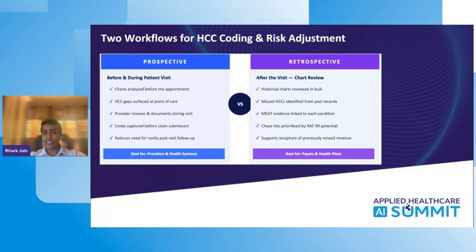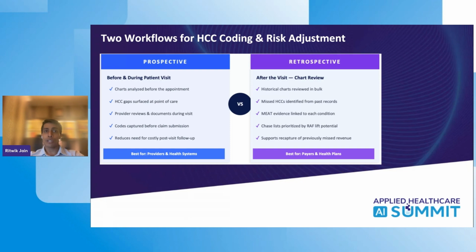And with everything that has been going on this year and the last year, CMS has explicitly announced that they're going to be auditing pretty much every health plan that's out there. So the challenge isn't just finding the missing conditions, it's finding them accurately, linking them to the evidence in the chart, and doing it at scale, which is simply not achievable through manual review alone, or through the legacy technologies that we had. So, the two workflows for HCC coding and risk adjustment.